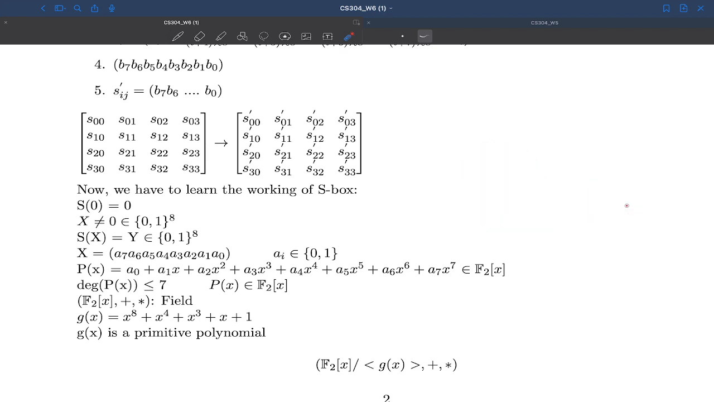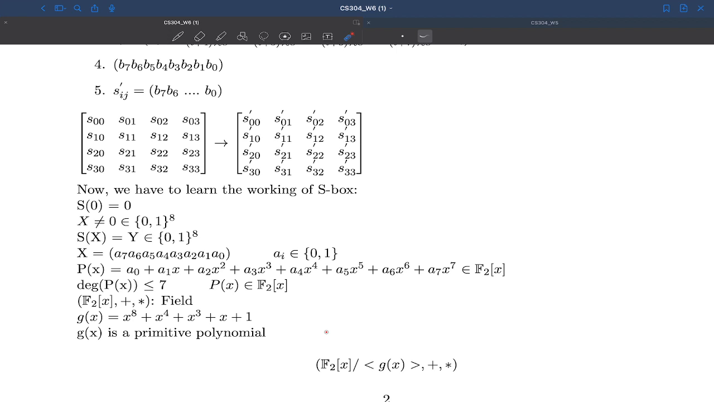What is Z2? Z2 has integers from 0 to 2 minus 1, and 2 minus 1 is 1. So we have integers from 0 to 1, which is nothing but 0 and 1. Here also the bits have only two possible values, 0 and 1. So that's why I can say that the polynomial constructed through this 8-bit string belongs to the F2[x] set.